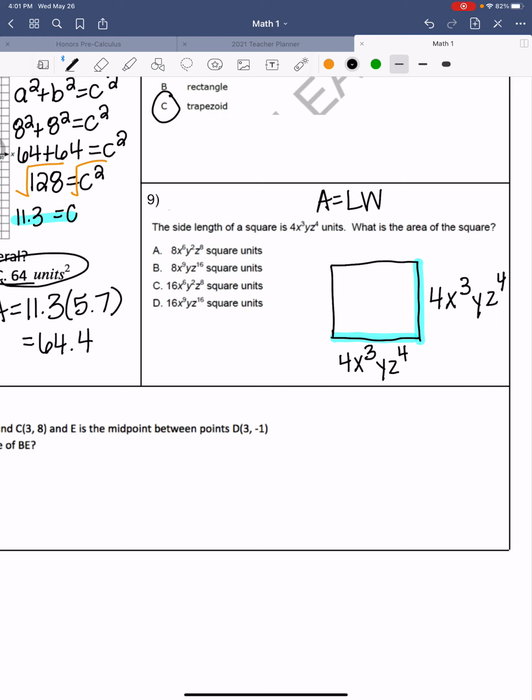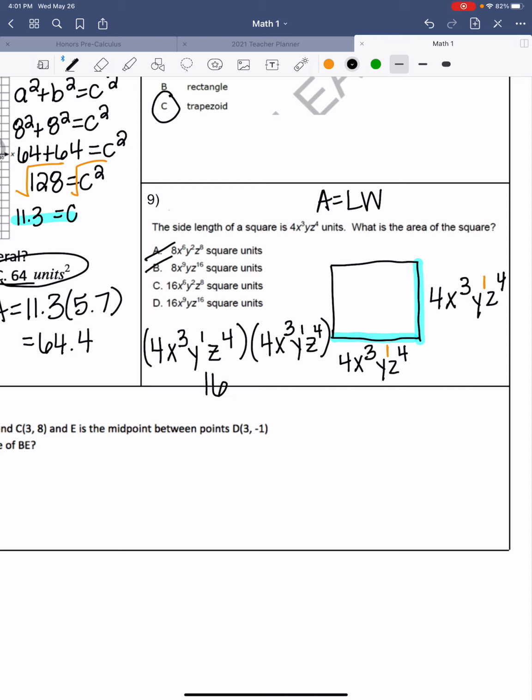Now, one of the things I do want to point out is x has an exponent of 3, and z has an exponent of 4. So what is the exponent of y? Well, since we don't see it, it's automatically a 1. All right, so we're going to do 4x cubed y to the 1st, z to the 4th, times 4x cubed y to the 1st, z to the 4th. And then we're just going to multiply our pieces together. So 4 and 4, that's going to give me 16.